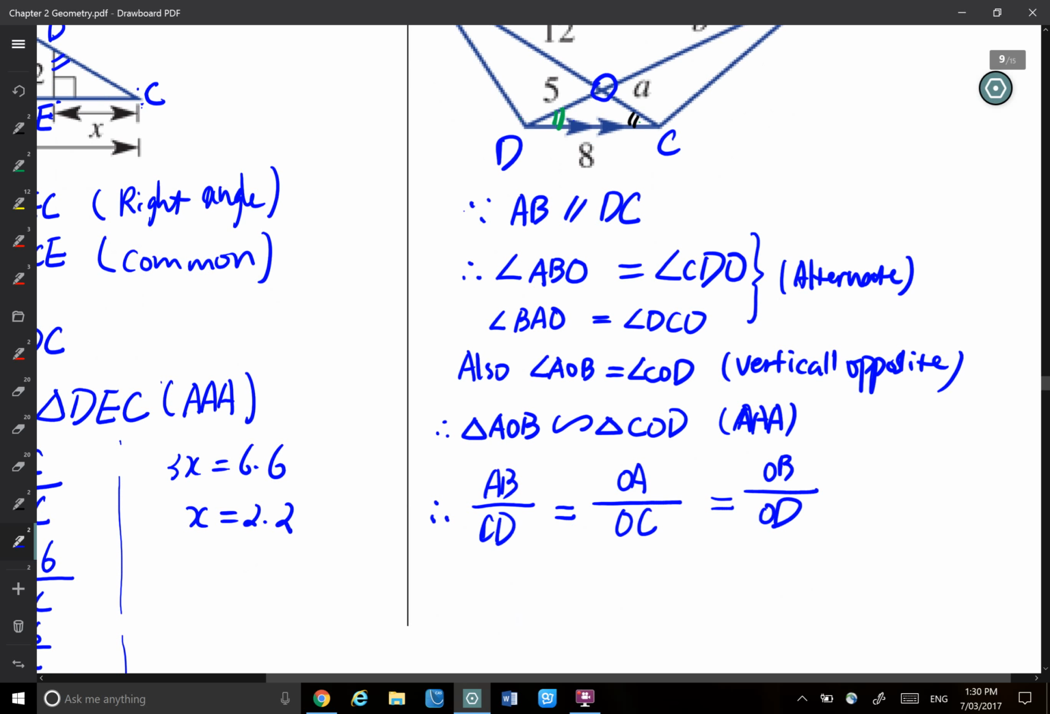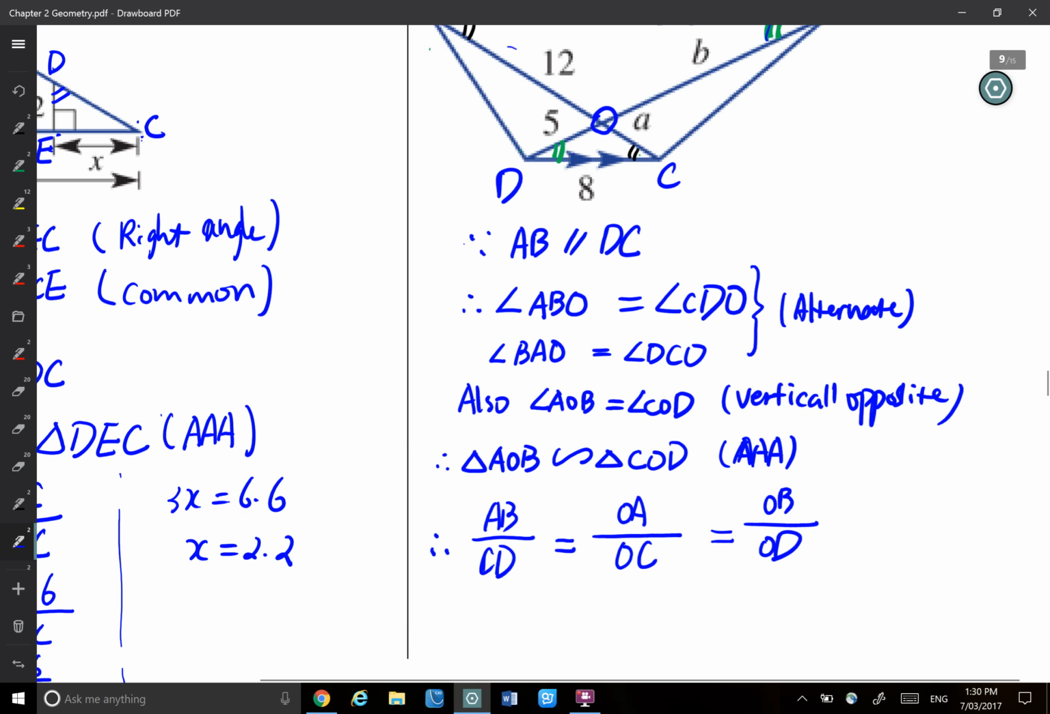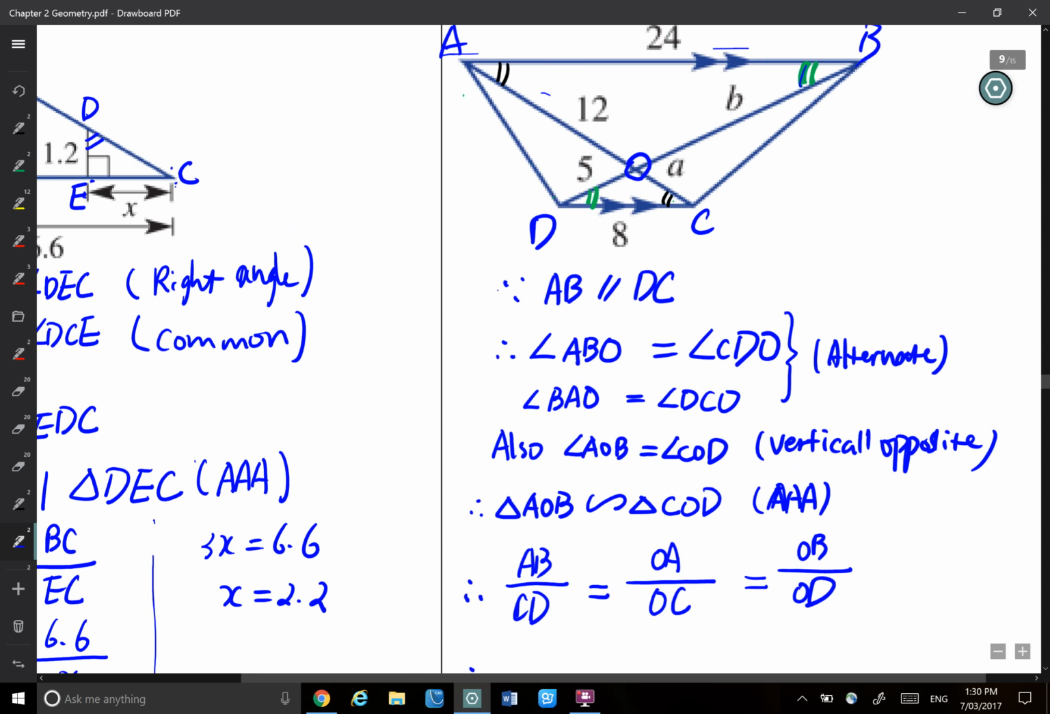There are so many students making mistakes because they swap the bottom, like OA divided by OD equals OB divided by OC. A lot of them did that last year. So make sure you label all the angles, and then you put that into the ratio form. So let's put all the information in.